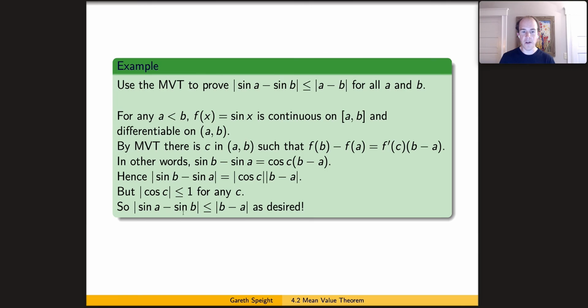Here I swapped around the A's and the B's, but that doesn't matter because we have an absolute value. If I swap the sign of the inside, it doesn't matter because the absolute value gets rid of the sign. So using the fact that the absolute value of cosine is less than or equal to 1, we managed to prove the exact inequality we wanted.